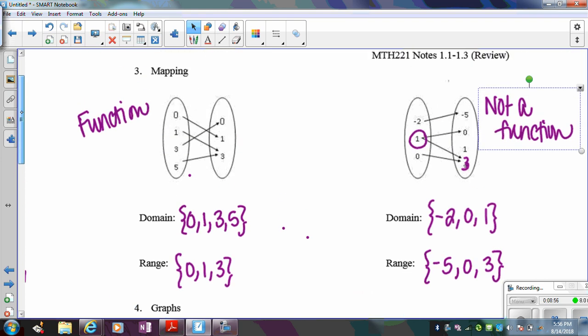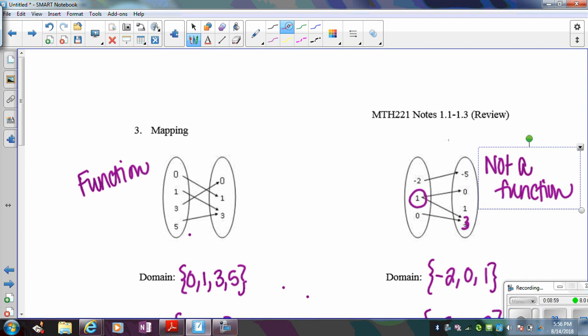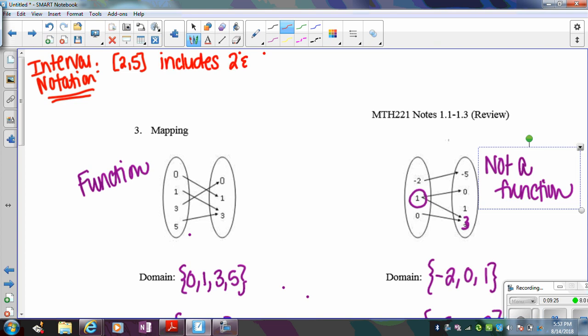Let's just do this right on the top there. You have some space on the top of your page. So just a refresher on interval notation. So let's just write this. Interval notation. If you see something like this with the little square brackets, this means you include the numbers 2 and 5 and everything in between it. So this includes 2 and 5 and all numbers between. So all decimals between 2 and 5.